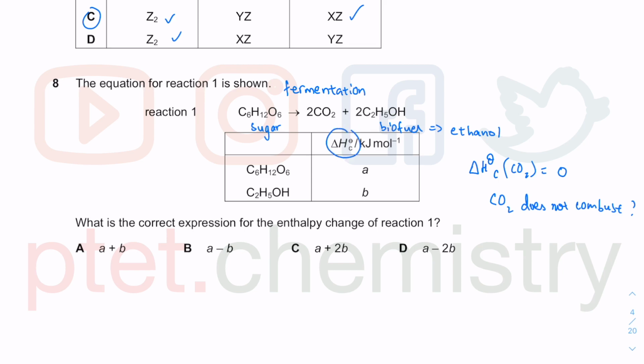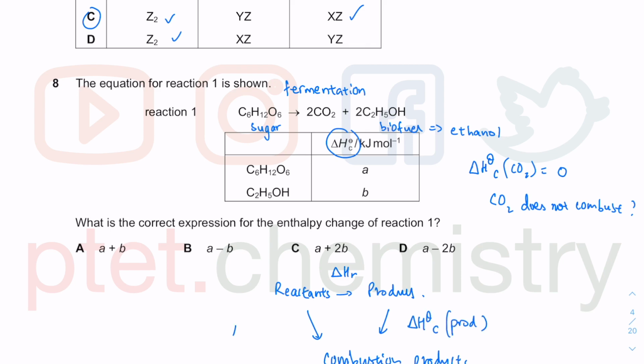When you think about enthalpy of combustion, you have reactants going to products. And this is enthalpy change of reaction. But when you think about combustion, you can get combustion products. So the arrow is coming down because that is your enthalpy of combustion of your product. This is your enthalpy of combustion of your reactant. Remembering that enthalpy of combustion is for 1 mole of a substance.